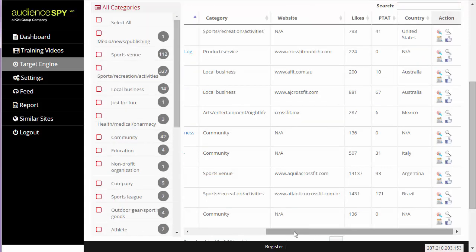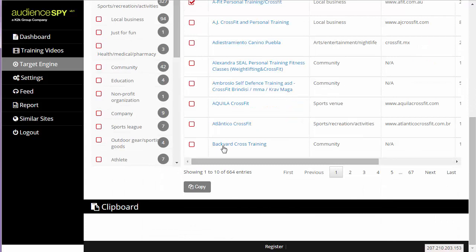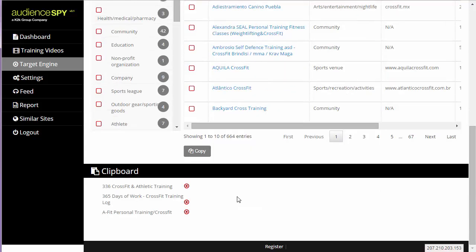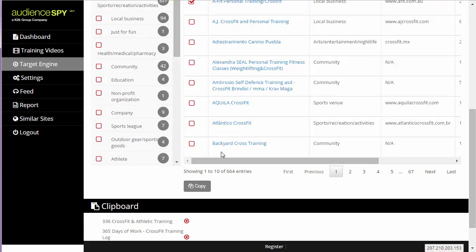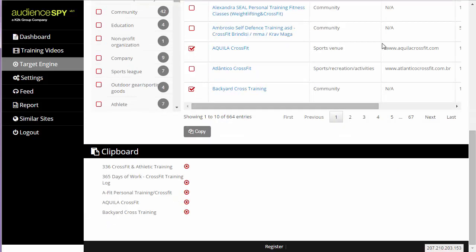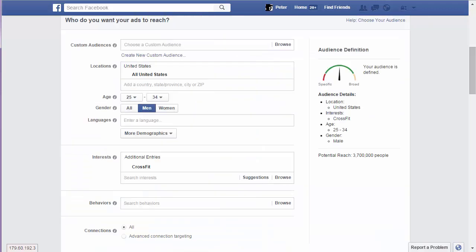But we can see what's going on here. If we see ones that we particularly like, we can just tick them and add them to our search, and you'll notice that when we click the copy button, it's going to add them to our clipboard down here. And then we could take this list and then go back to our Facebook Ads Manager, and we could paste it in.